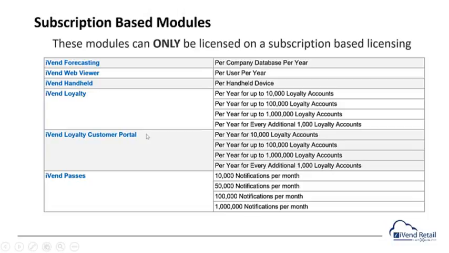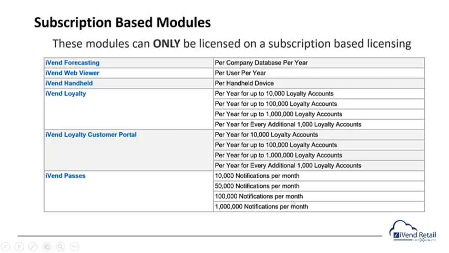Exactly the same licensing model applies for customer portal as iVend loyalty. And iVend passes are licensed per notification per month. So that means 10,000 notifications a month, 50,000 notifications a month, 100,000 notifications a month, and 1,000,000 notifications a month.